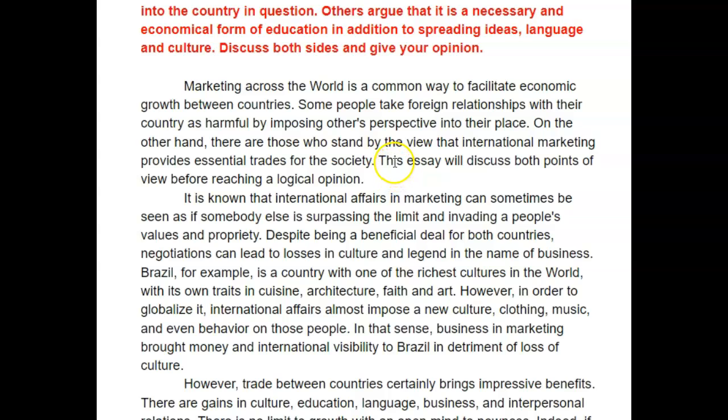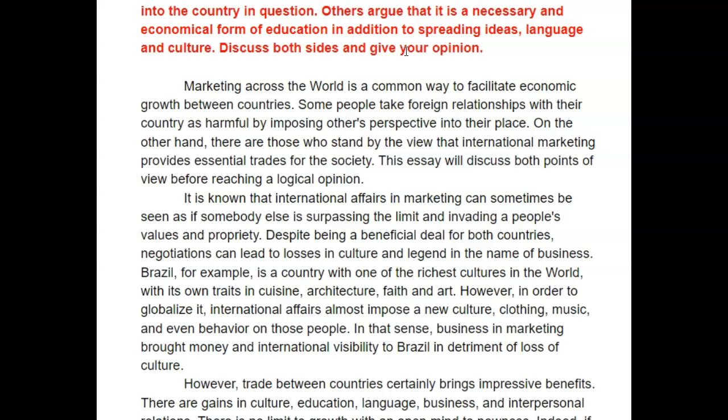So you finish your introduction without us knowing what your opinion is. However, this asks us something very clearly. It says discuss both sides and give your opinion. A lot of students do what you did, where they say, okay, I'm going to give you my opinion, but you don't actually do that until the end of the essay, until your conclusion.